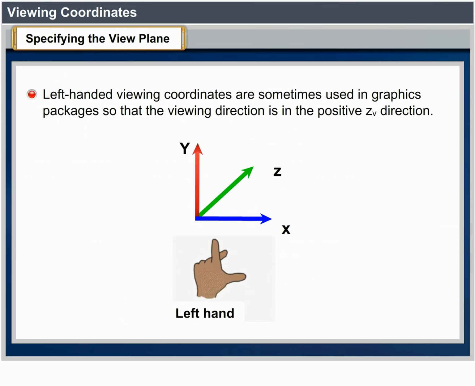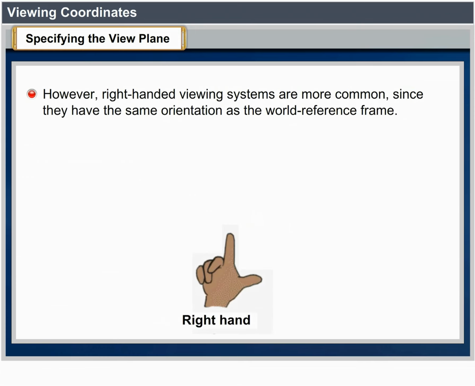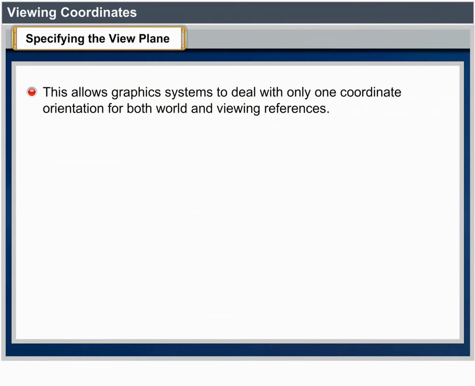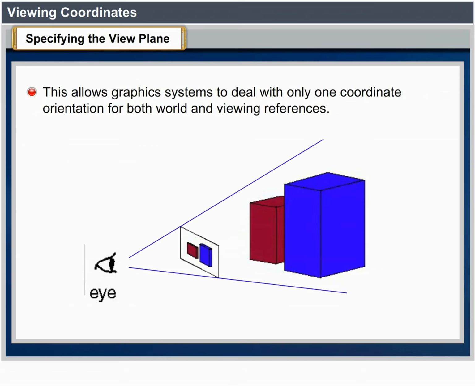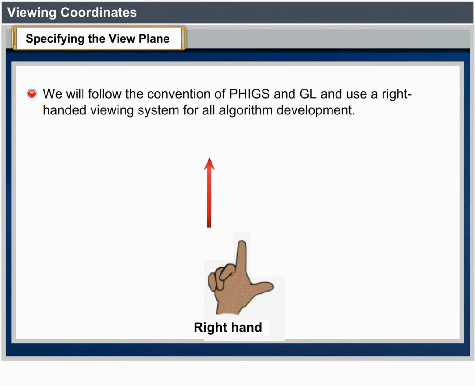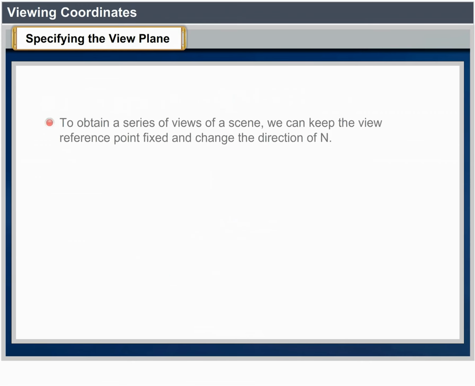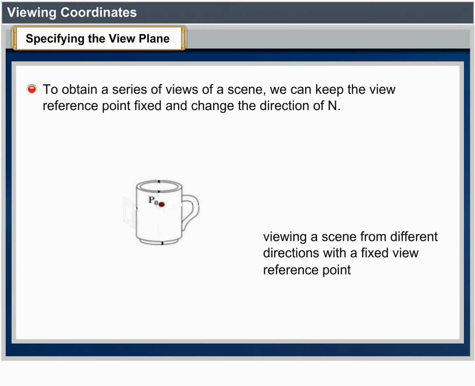Left-handed viewing coordinates are sometimes used in graphics packages so that the viewing direction is in the positive ZV direction. But right-handed viewing systems are more common because they have the same orientation as the world reference frame. This allows the graphics system to deal with only one coordinate orientation for both world and viewing references. We will follow the convention of PHIGS and GL and use a right-handed viewing system for all algorithm development. To obtain a series of views of a scene, we can keep the view reference point fixed and change the direction of n, as shown in this figure.